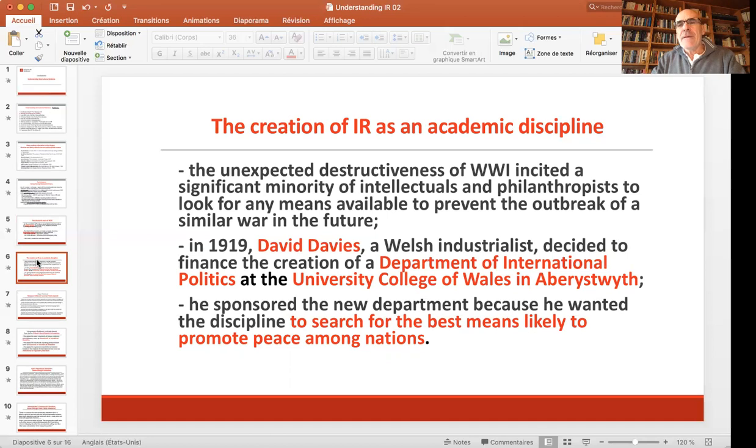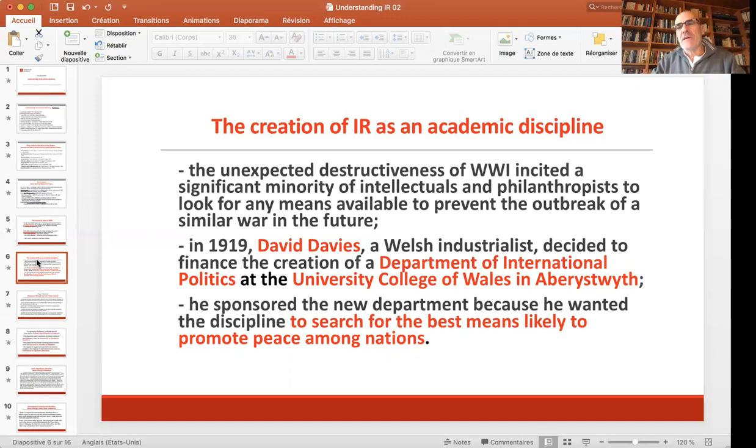And logically, some people, a minority of the then existing intellectual elites, came to the conclusion that something should be done in order to prevent a similar war from breaking out in the future. Among these people were philanthropists, and notably a Welsh industrialist, David Davies. What did he do in 1919? He decided to finance the creation of the first Department of International Relations, called Department of International Politics, in Wales, at the University College of Wales, in the town of Aberystwyth, a town on the Irish Sea in Wales.